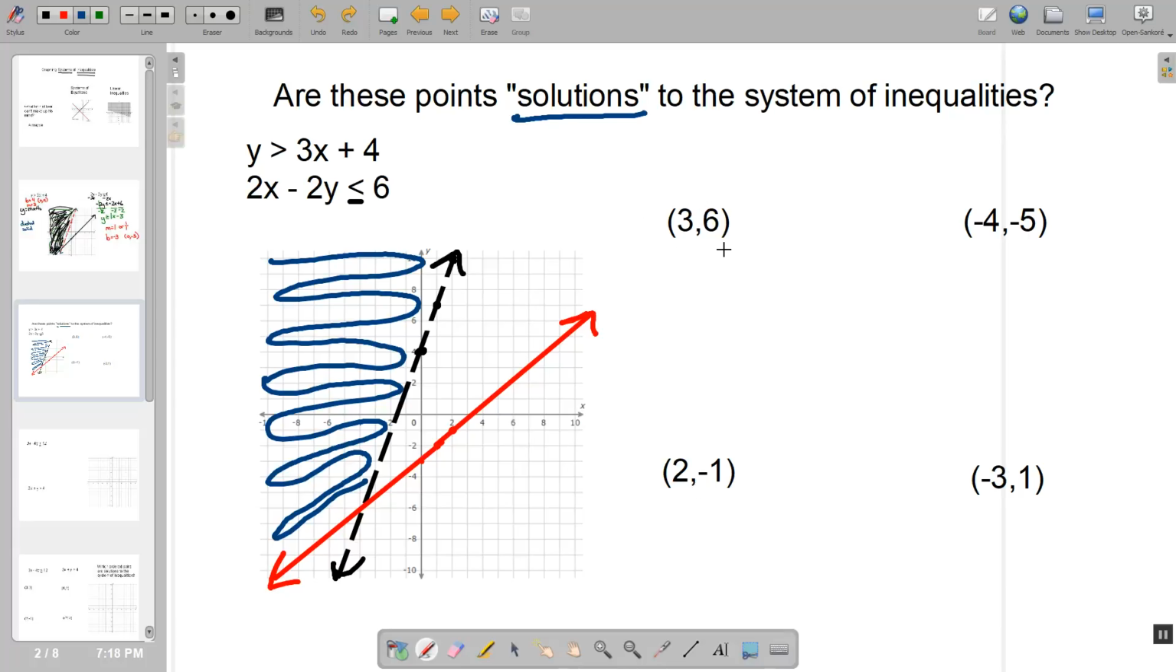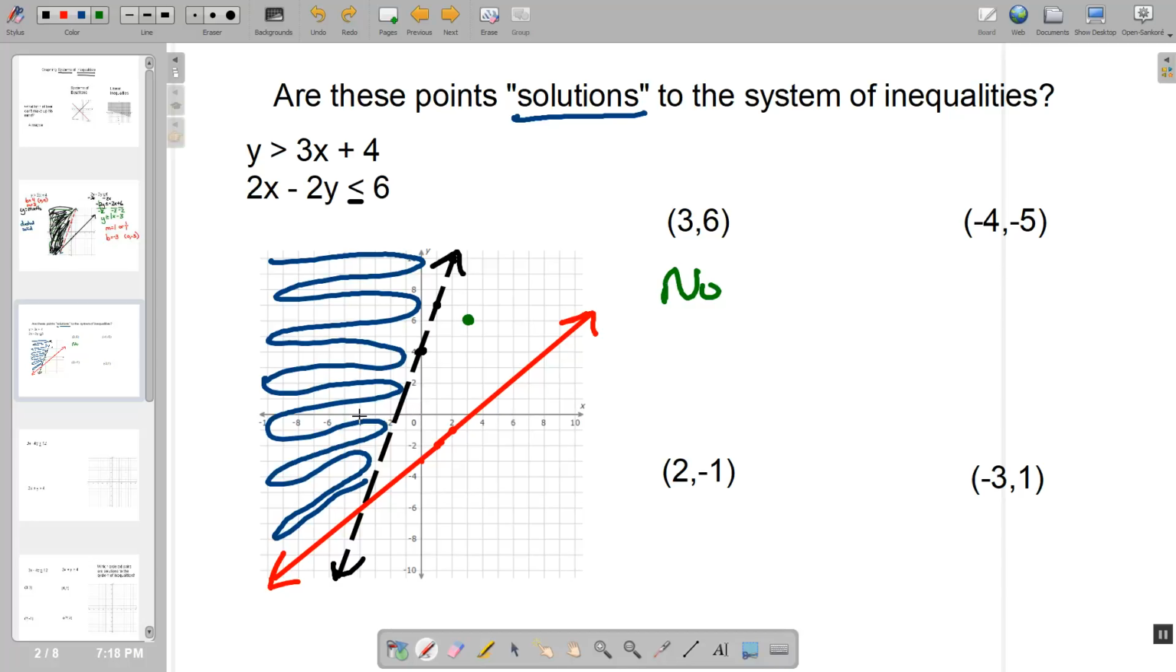Either I could plug each of these points back into both equations and see if they're true for both, or I could look at my graph over here and ask myself, are any of these points in the shaded portion? So the point (3, 6) would be over here. The point (3, 6) is not in the shaded region. So this would be a no. It is not a solution to the system of inequalities.